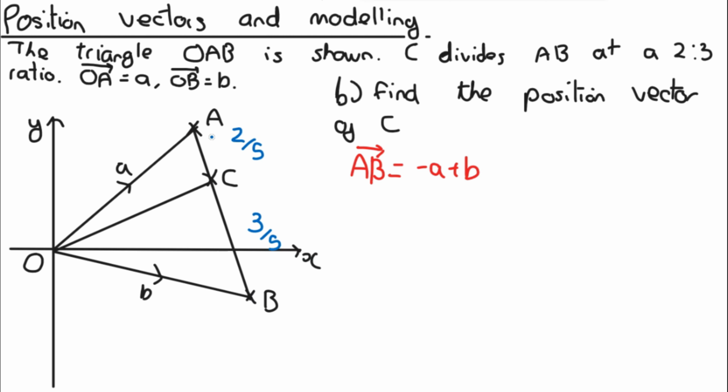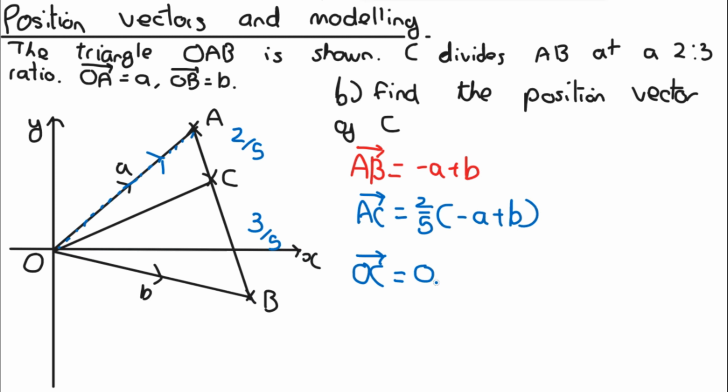And from this we can figure out the vector AC. AC will be equal to 2/5 of minus A plus B, because it is a segment of AB. And therefore from here we can find the position vector of C, because it will be the OC here. So OC is equal to, we're going to go up like this, in this direction, to get OA, and then it's going to come back down like this to get to C, so it's plus AC.